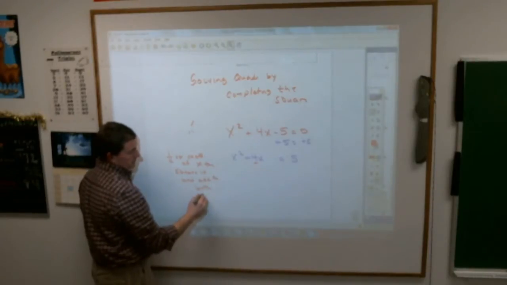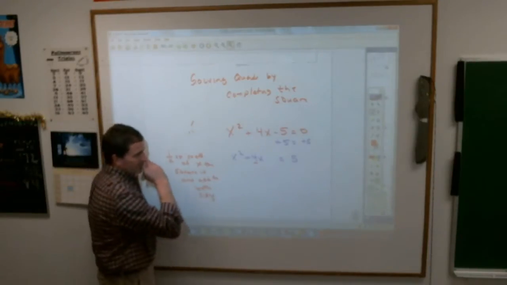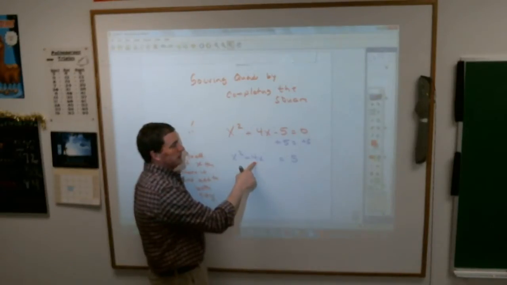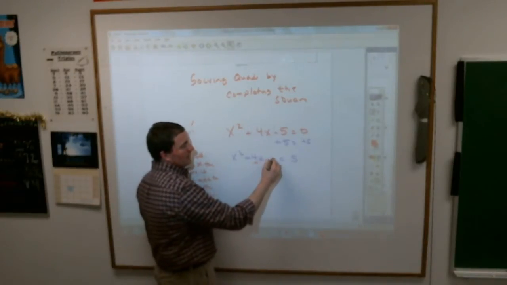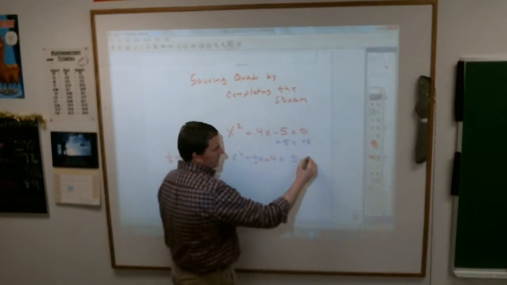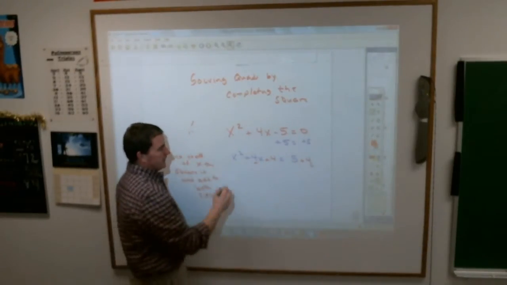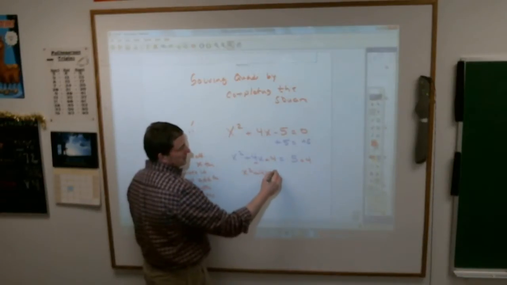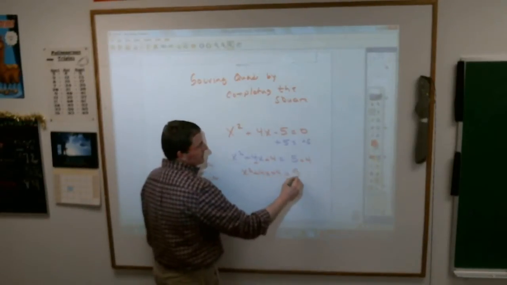What was all that about? Half of 4 is 2. 2 times 2 is 4. So I'm going to add 4 to both sides. So now I end up with x squared plus 4x plus 4 equals 9.